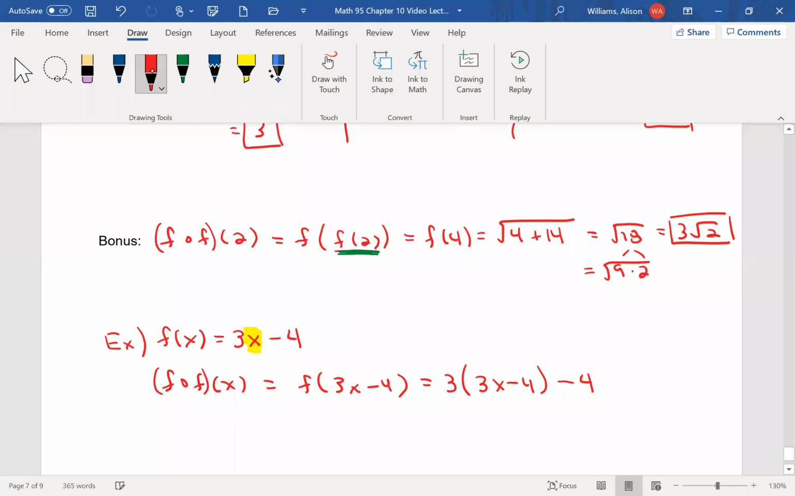And that would give us, okay, we'd have to distribute. 3 times 3x is 9x, and then 3 times the 4 is -12, minus 4, so that's 9x minus 16. So it's possible to do compositions also without the number being plugged in. You just take that value and you plug it into x. It sounds a little bit weird, but it's not too complicated once you've practiced plugging in one function into the other function. It really doesn't matter if it ends up being into itself.